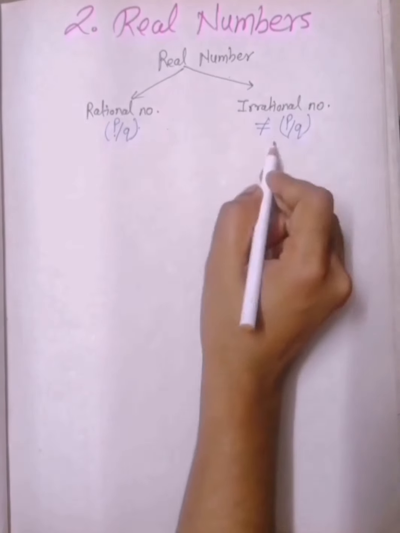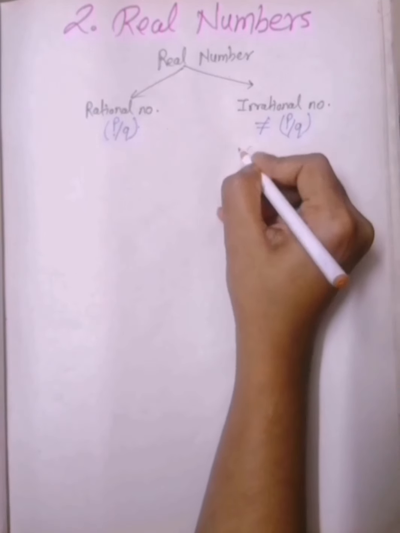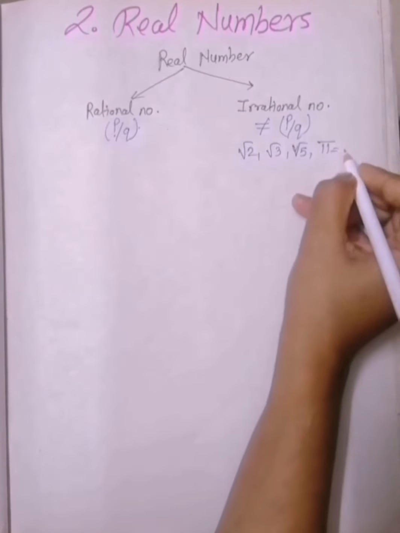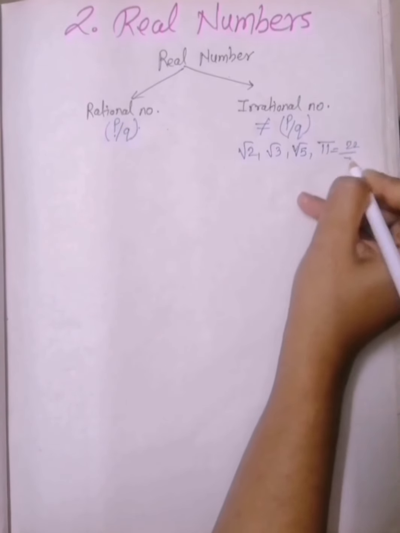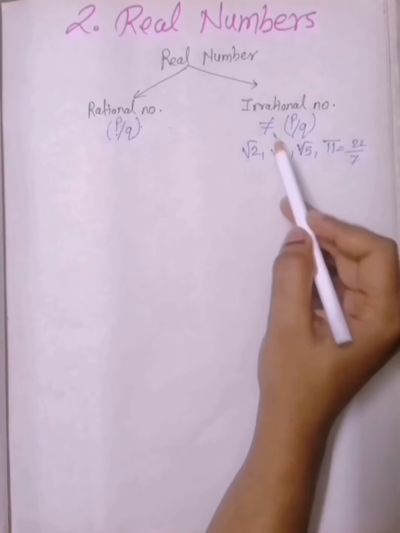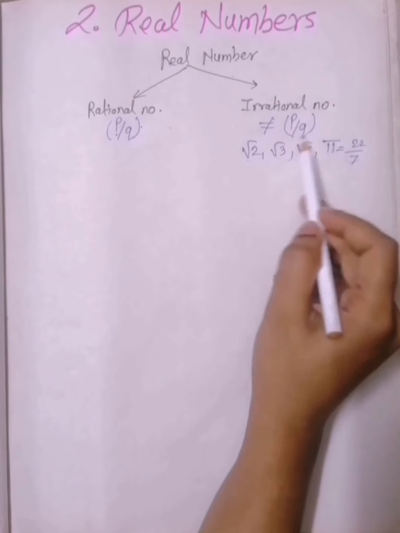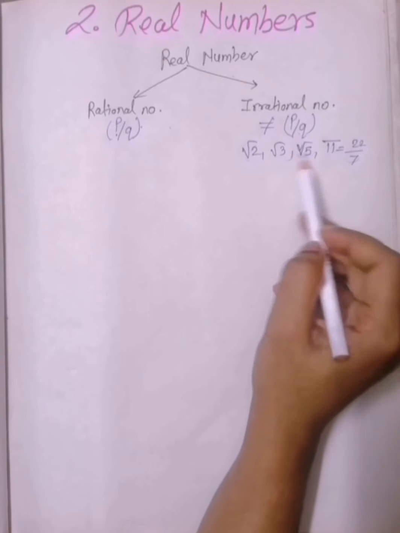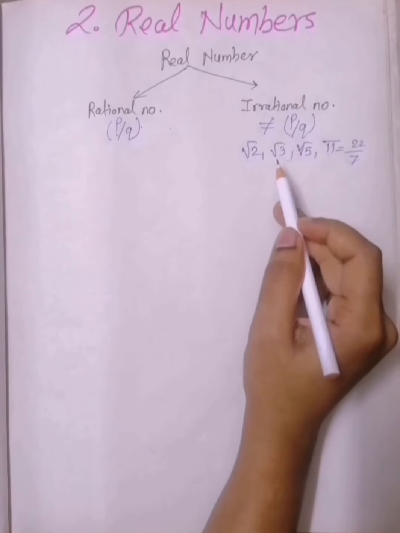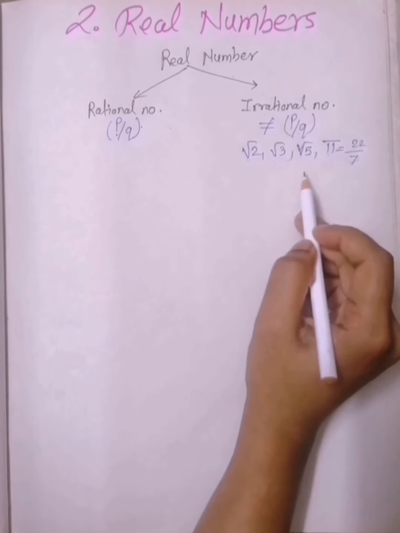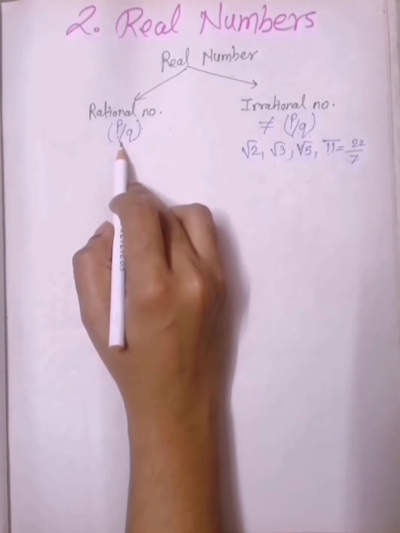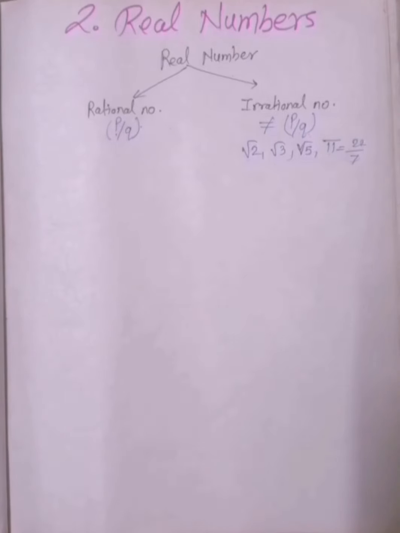Now for irrational numbers, we have examples like root 2, root 3, root 5 and pi. Pi means 22 upon 7, right? So that you know the form of pi. Irrational numbers are not in the form of P by Q, and we have so many examples based on them. Always remember, students, these irrational numbers cannot be expressed in fraction form. But a rational number can be expressed in fraction form like P by Q.